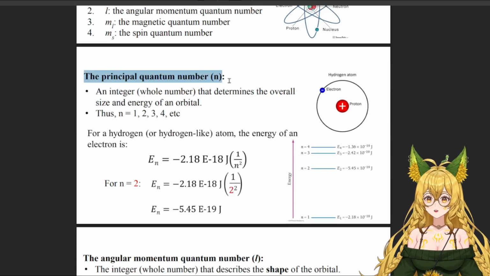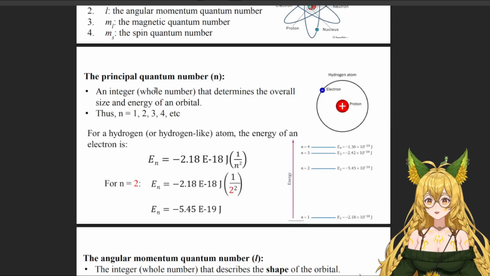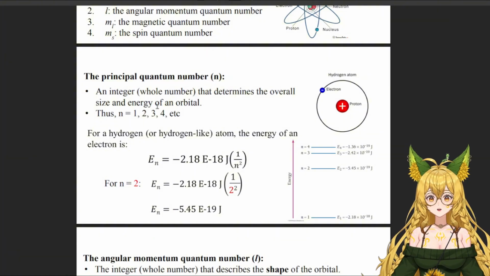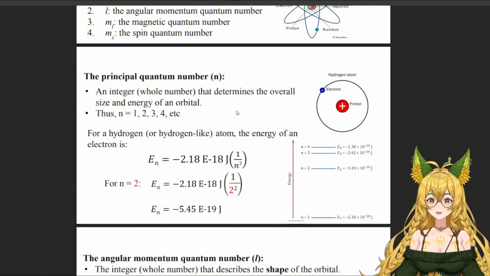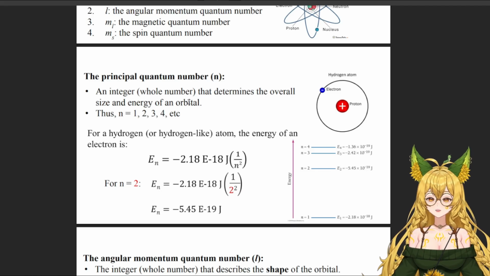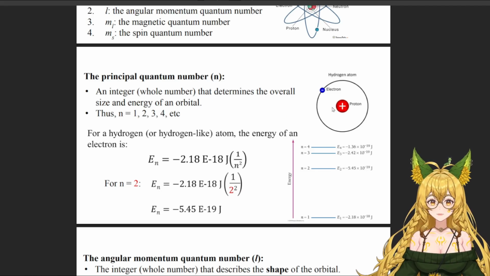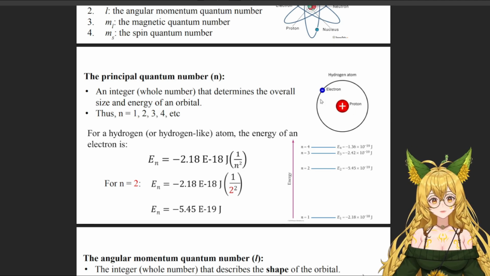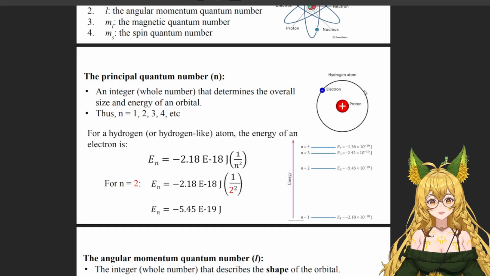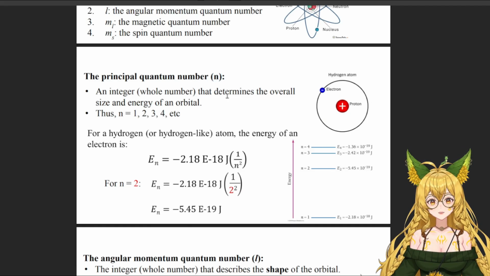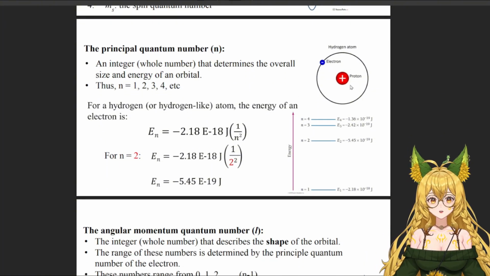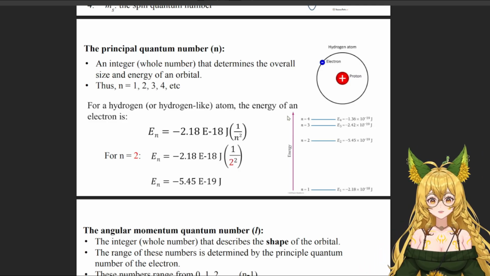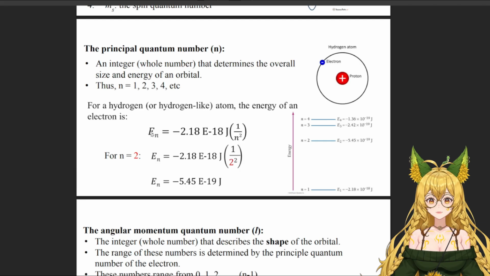So the principal quantum number n, which is an integer or a whole number, so it's not going to be 1.1 or 1.5 or 1.05. It's always just going to be 1, 2, 3, 4, etc., just whole numbers, that determines the overall size and energy of an orbital. So like these. When we have here the nucleus, it has 1 proton in it for a hydrogen atom, and the electron is going around. A hydrogen atom will have an n of 1, because there's only 1 orbital around it. So for a hydrogen or hydrogen-like atom, the energy of an electron is going to be this. So it's going to be this one right here.